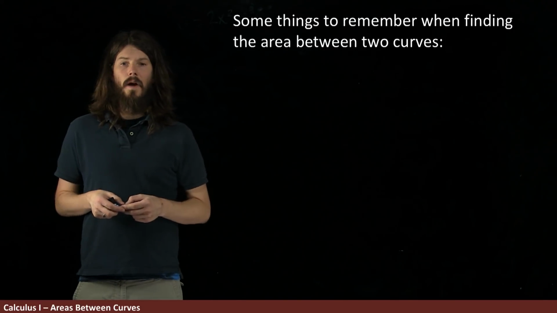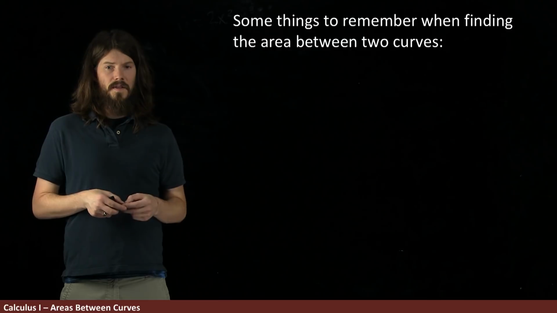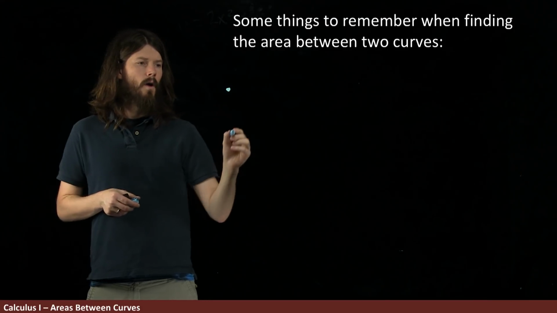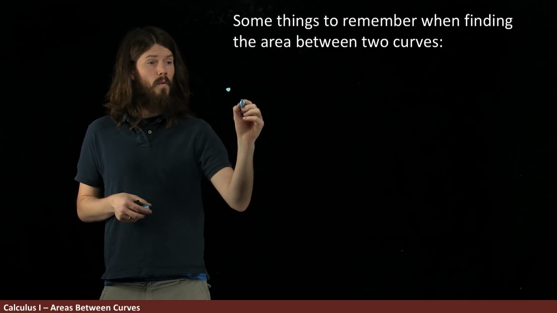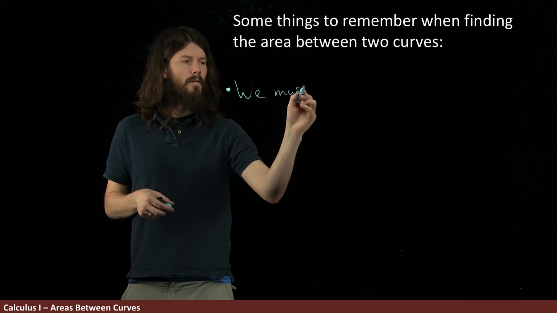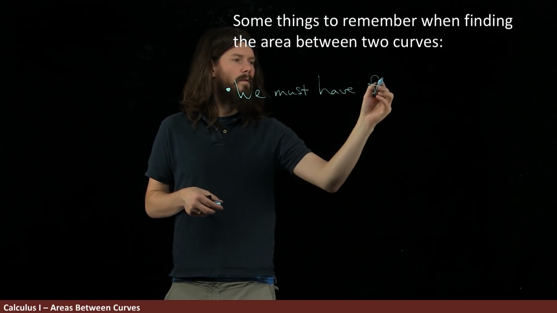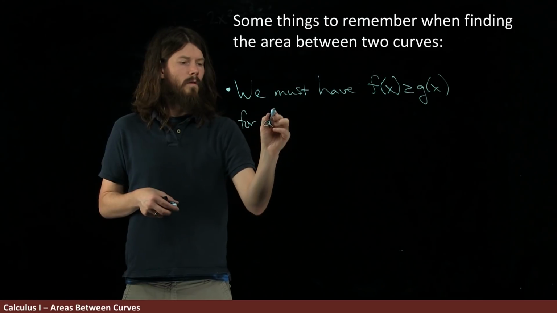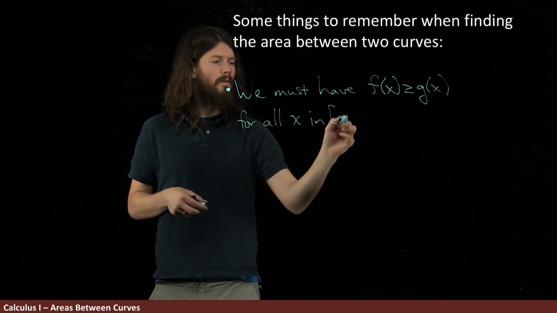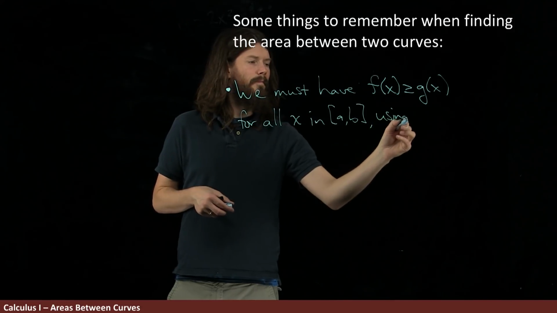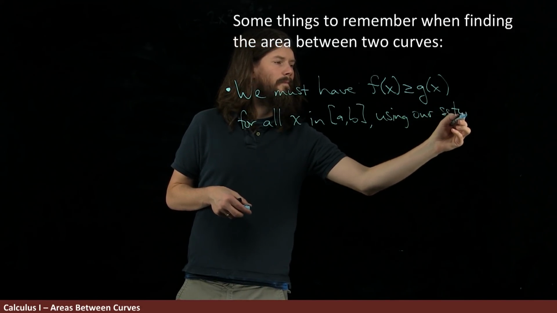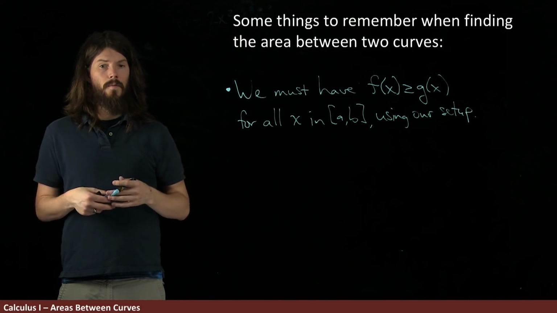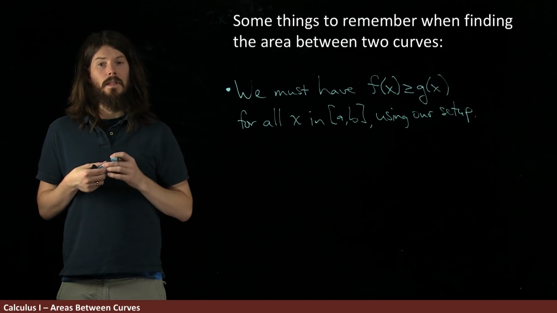So we've just seen an example of how to find the area between two curves. Here are some things you can keep in mind when you're working on problems on your own. One thing to keep in mind, in the setup that we had, we must have f of x greater than or equal to g of x for all x in that interval using our setup. So the name f of x doesn't matter, g of x doesn't matter, but that relationship, that upper function, the lower function, that difference needs to be positive or at least non-negative.